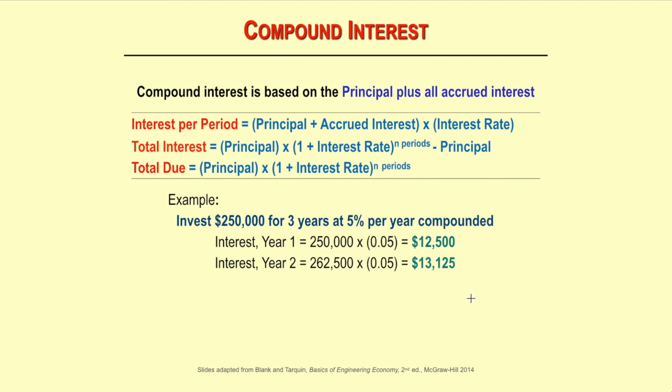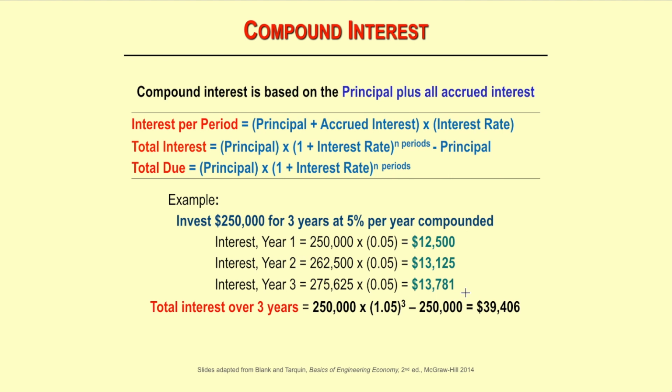$13,125. So you do the same calculation for year 3, you will get interest in year 3 is $13,781. And the reason is because, as you can see here, the interest rate of 5% is charged on the principal amount, which is $250,000, plus the interest in year 1, which is $12,500, plus interest in year 2, which is $13,125, and that gives you this figure here, which is $275,625. So that is why the interest in year 3 is increased.